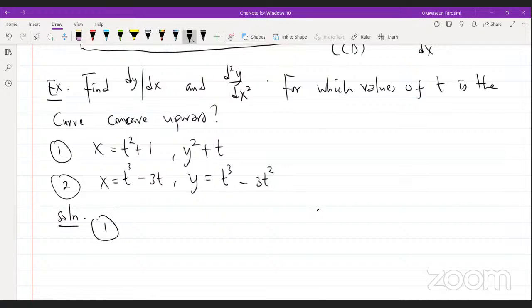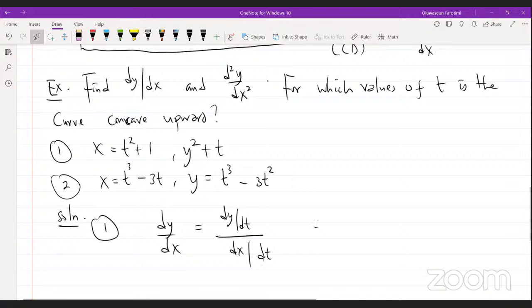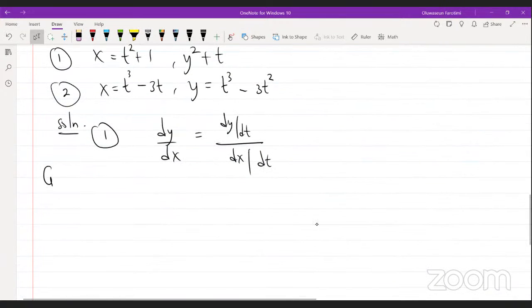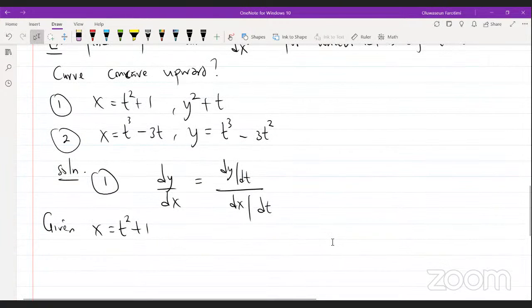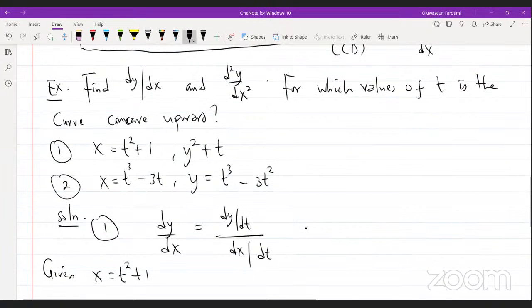So 1. What is dy/dx? I need that formula, guys. So it's dy/dt divided by dx/dt. So I know I was given x equals t squared plus 1 and y equals, oh, my bad. I didn't write this correctly. That was y equals t squared plus t. Okay.